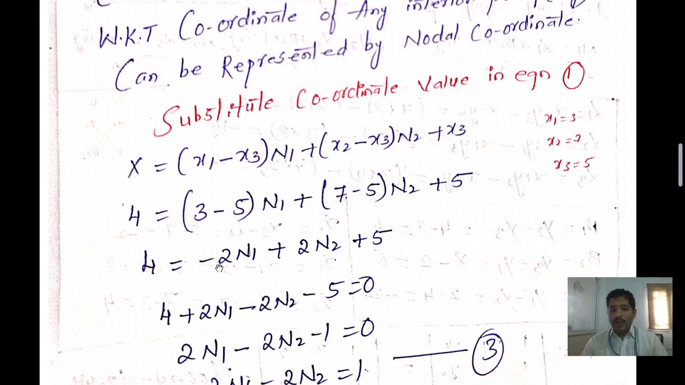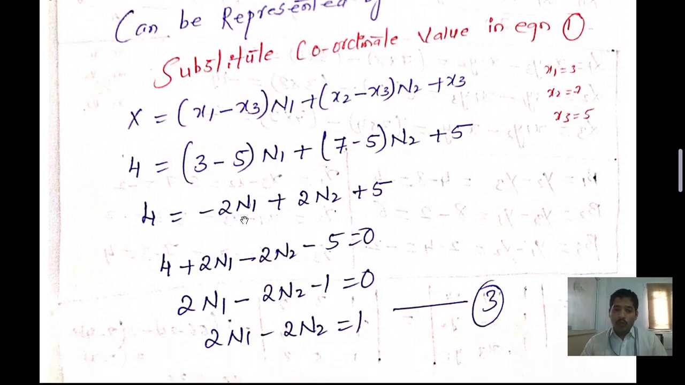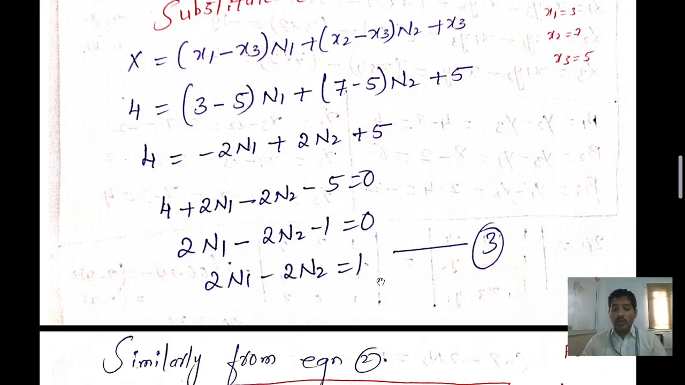So 3 minus 5 it becomes minus 2 n1 plus 7 minus 5 it becomes plus 2 n2 plus 5. Clear? So this value if it is moved toward this side it becomes positive. So 4 is as it is, instead of minus it becomes positive, instead of plus it becomes negative. If it is moved toward the left hand side, minus 2n2 minus of 5 equal to 0. Clear? So 2n1 as it is, minus 2n2 as it is. This 4 minus 5 becomes minus 1 equal to 0. This 2n1 minus 2n2 equal to 1. Clear? Done. Let us see. So it is considered as equation number 3.